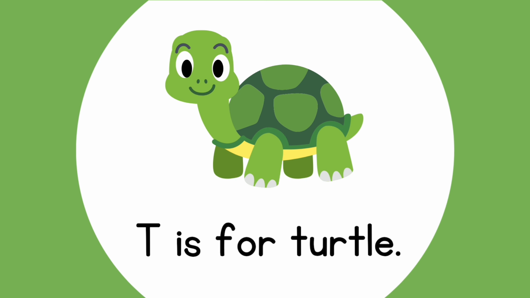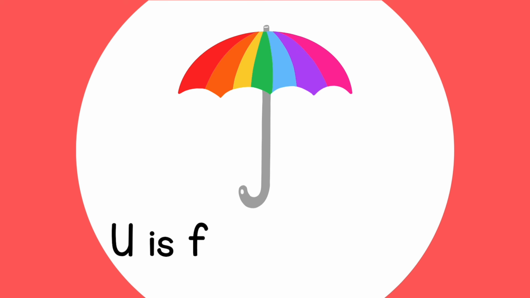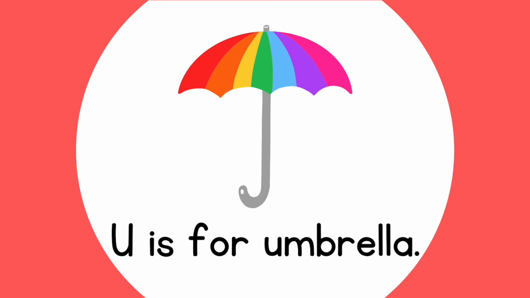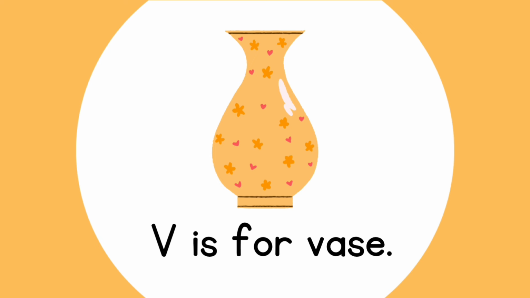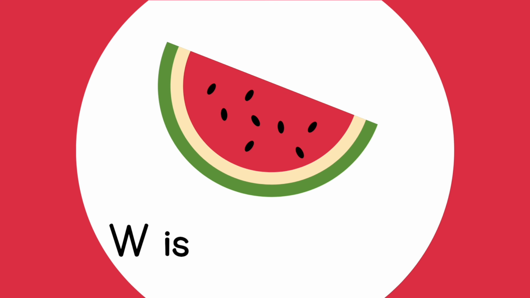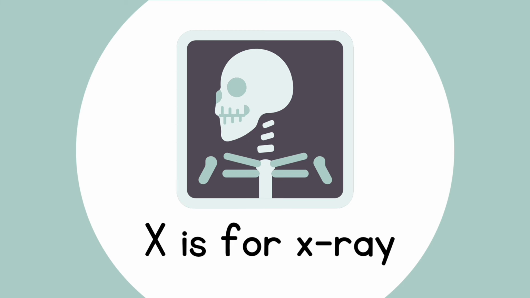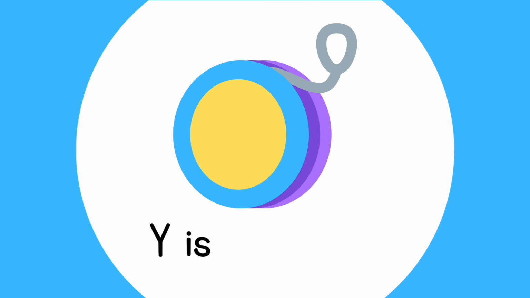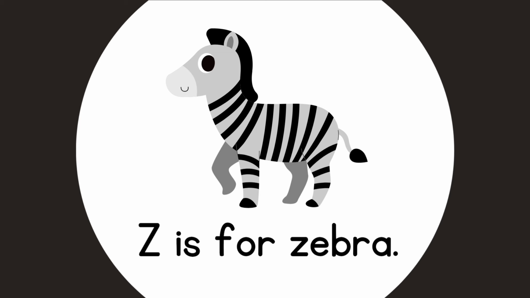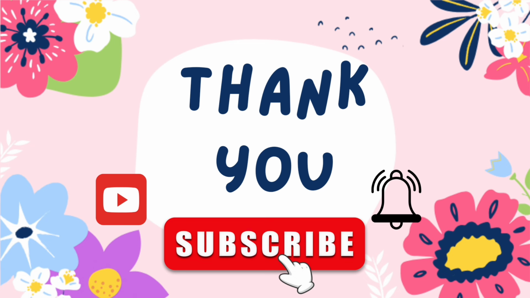T is for turtle. U is for umbrella. V is for vase. W is for watermelon. X is for X-ray. Y is for yarn. Z is for zebra.